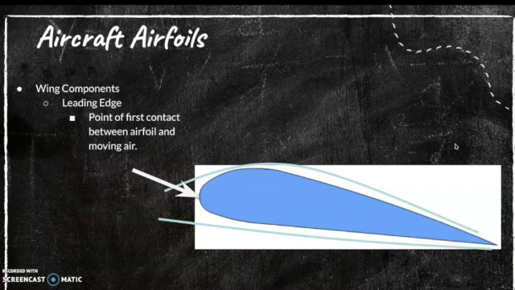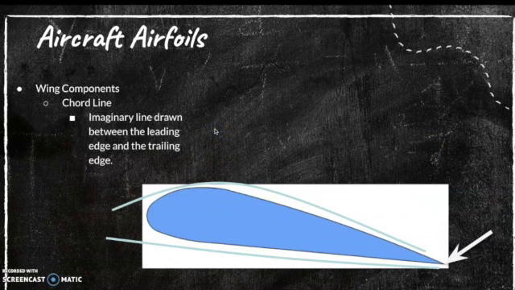So let's look at some aircraft airfoil components. First, let's take a look at the leading edge. The leading edge is the point of first contact between the airfoil and moving air. It's located here on the front of the airfoil surface. Next, we have the chord line, which is an imaginary line that's drawn between the leading edge up here and the trailing edge at the back. So it literally is a line that bisects the airfoil as we come across.